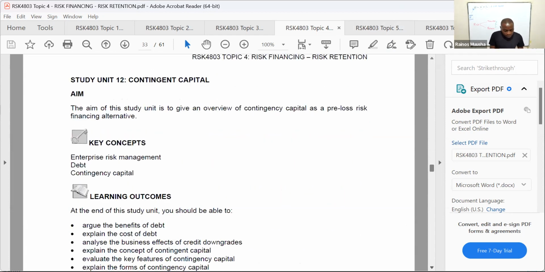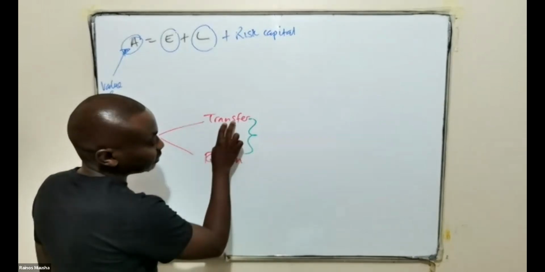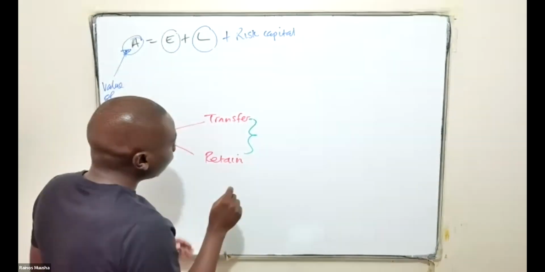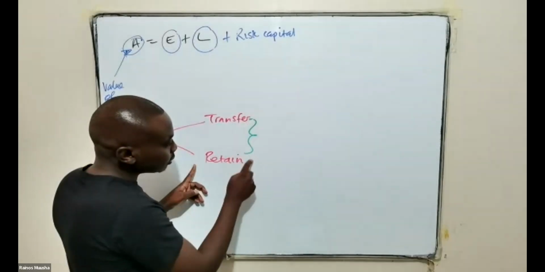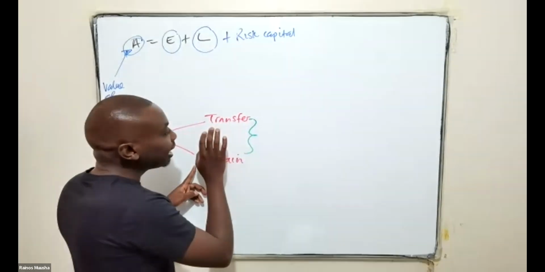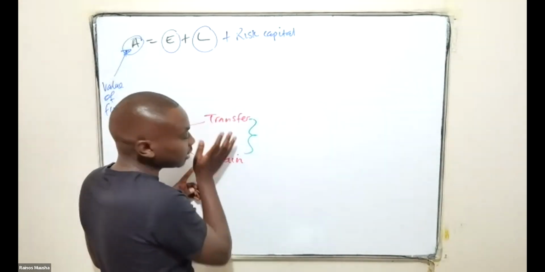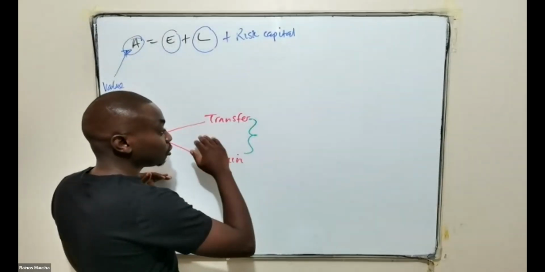Now, over and apart from purely retaining the risk, remember we said it's either you retain the risk or you transfer the risk. So we're saying that over and above retaining all the risk, you can also find yourself somewhere in between, where you are transferring the risk, but not all of it. Because remember, with commercial insurance, in most cases you're saying that I want the insurer to take the risk.